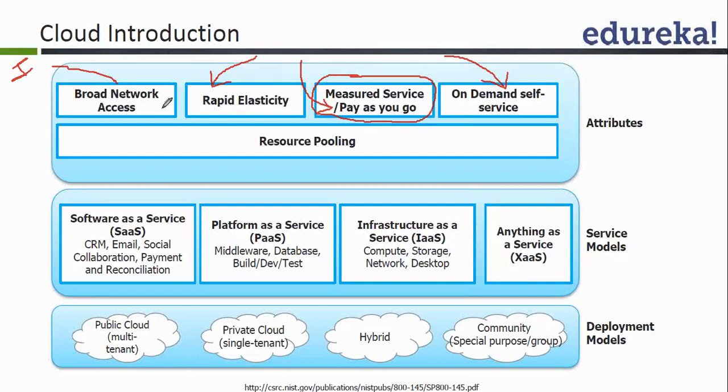This is the definition for the 4 attributes. Broad network access, available over internet. On demand, when you need, it's available to you. Rapid elasticity, whenever you want, it can scale up, scale down. It should be a measured service, so whatever you are using, you should be charged based on that. And resource pooling.